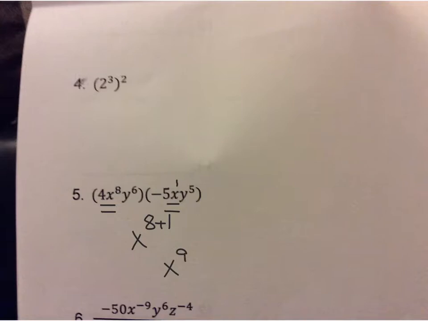Then I'm going to do my y's. Y to the 6th, y to the 5th. Y to the 6th plus 5 is y to the 11th. And then I have to deal with my coefficients. Okay, so since 4 is the first coefficient and negative 5 is the second coefficient, and they're in parentheses next to each other and they're just numbers, we're going to multiply those. So the answer is negative 20 x to the 9th, y to the 11th.